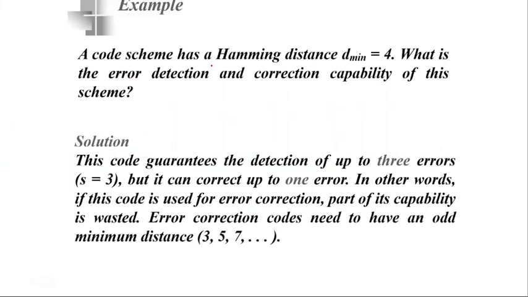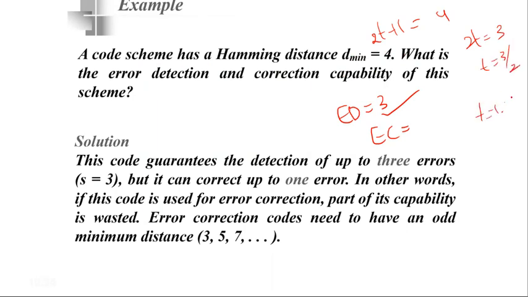So suppose a code scheme has a Hamming distance of D min equal to 4. What is the error detection and correction capability? Obviously, we know error detection will be 3. And what will be the error correction? Error correction is 2T plus 1. So 2T plus 1 is 4, 2T is equal to 3, T is equal to 3 by 2, which is 1.5. So basically it can correct only one error. Okay, so it can correct up to one error.